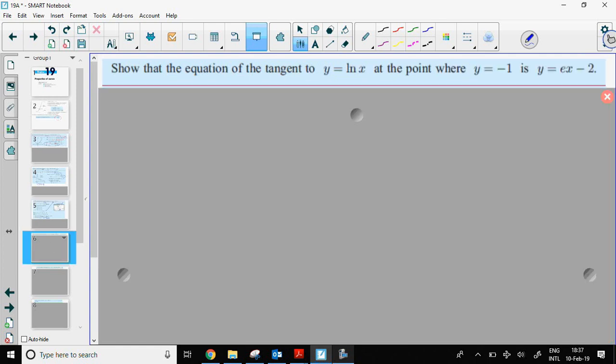Here's one more. Show that the equation of the tangent is equal to y equals e times x minus 2. All right, whatever. We've got the answer in advance. No problem. We can just progress as though we had no idea. This one's a little bit different because they give us a y value. But we can still work that backwards to figure out the x value. If we've got negative 1 is equal to ln of x, that means that e to the negative 1 is equal to x. In other words, x has to be 1 over e. So now we have our coordinates, 1 over e, negative 1.